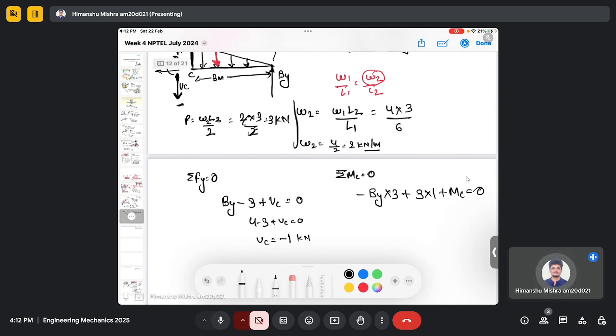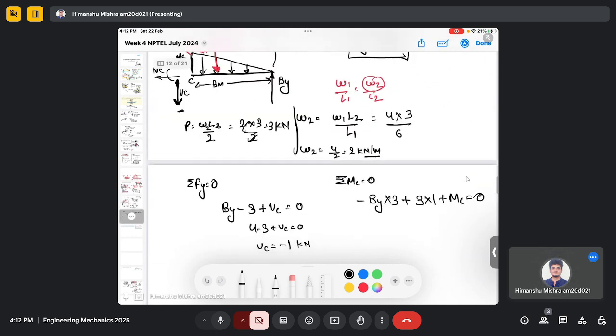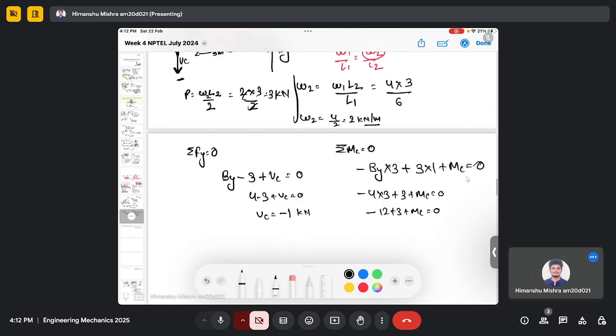So VB is 4, so it's minus 12 plus 3 plus MC. So MC will be 9 kilonewton meter. So this is the moment at point C, and this is the shear force, or the force at point C.